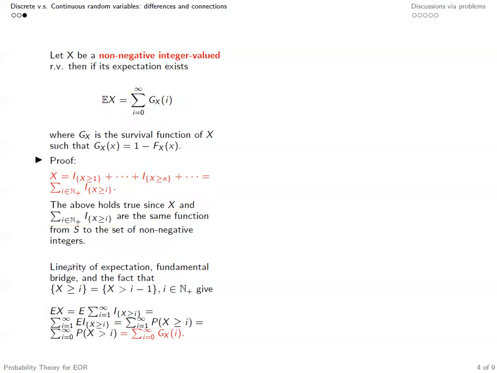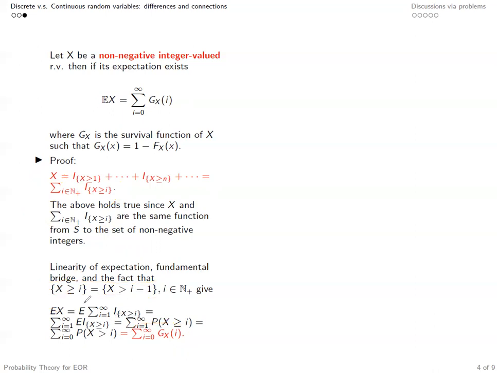Then we can apply the linearity of the expectation, the fundamental bridge, and the fact that given X only takes non-negative integer values, those two events are equal to each other. Then by taking expectation on both sides of this identity, we can find these results. The expectation of X is essentially the expectation of the summation of the indicators.